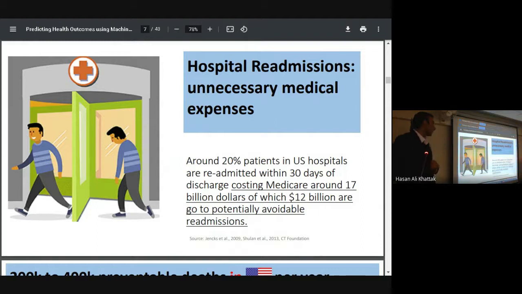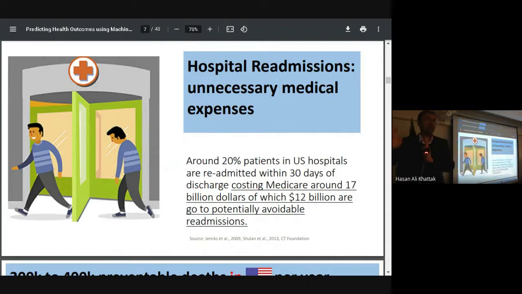How? Around 20% of patients in US hospitals are readmitted, and that costs Medicare around $17 billion. And out of these $17 billion, $12 billion are potentially avoidable readmissions, right? So our focus is on the $12 billion. Just keep this point in mind.